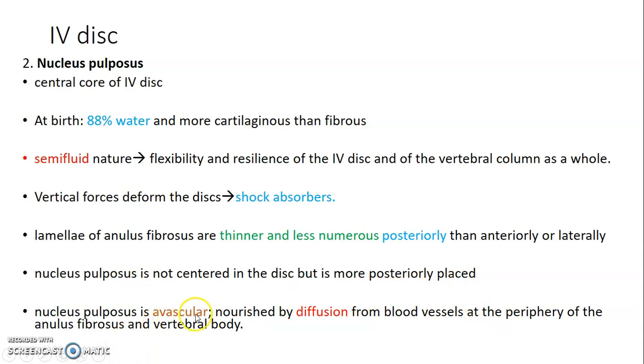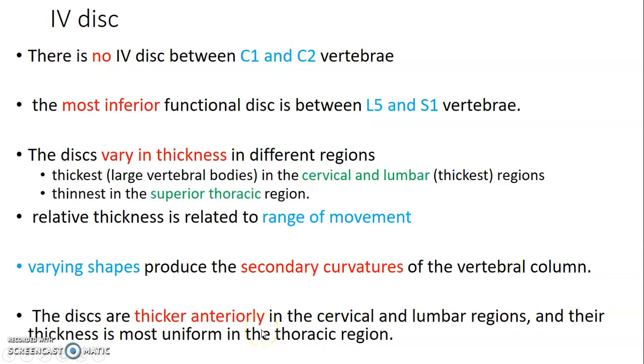So nucleus pulposus is avascular. How does it get its nutrition? Via diffusion, from the blood vessels at the periphery of the annulus fibrosus and the vertebral body. Okay, so the IV disc, remember there's no disc between axis and atlas, and the most inferior functional disc is the L5 to S1. It's the most inferior functional disc, and the discs vary in thickness.